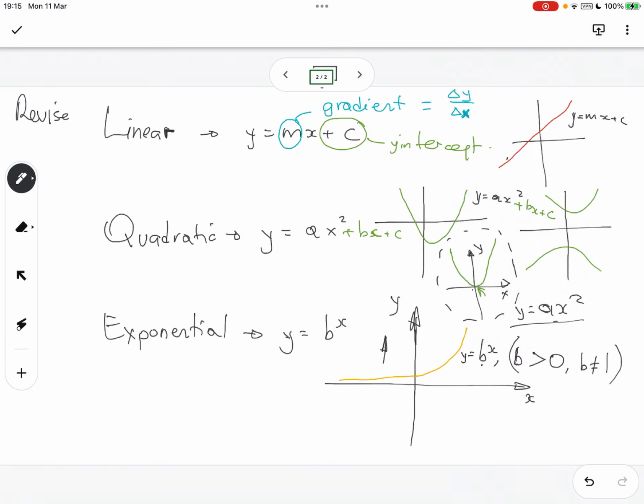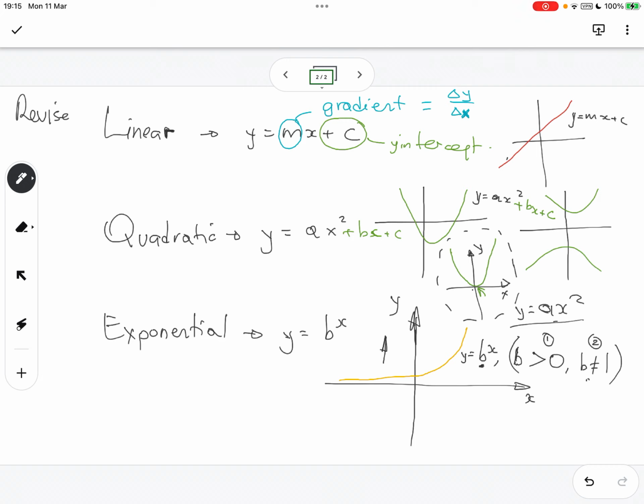In that case, our function is not valid, and that's why we have the limitation that b must be greater than 0. And the second limitation is that the base must be greater than 1.